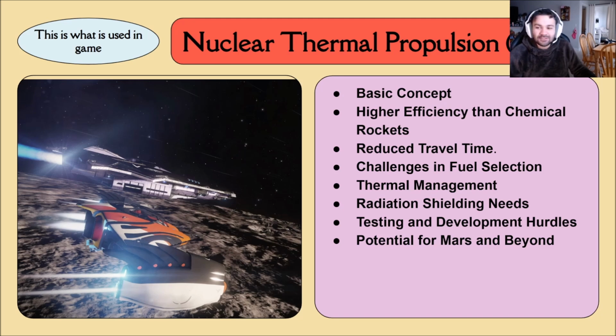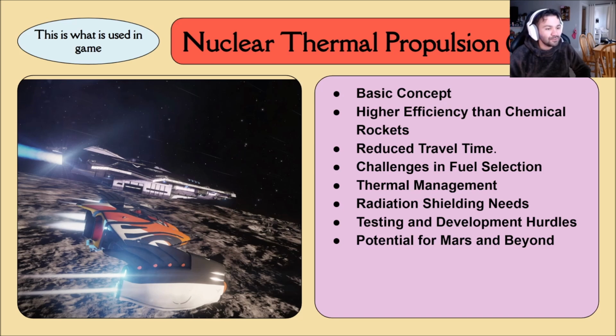It has high efficiency. It's higher efficiency than a chemical rocket, because with a chemical rocket, it's easy to run out of fuel. A chemical rocket has a lot more thrust, but NTP is a lot more efficient. It can reduce travel time because of continuous thrusting and fuel efficiency, so it can go for a longer duration, which can reduce travel time.